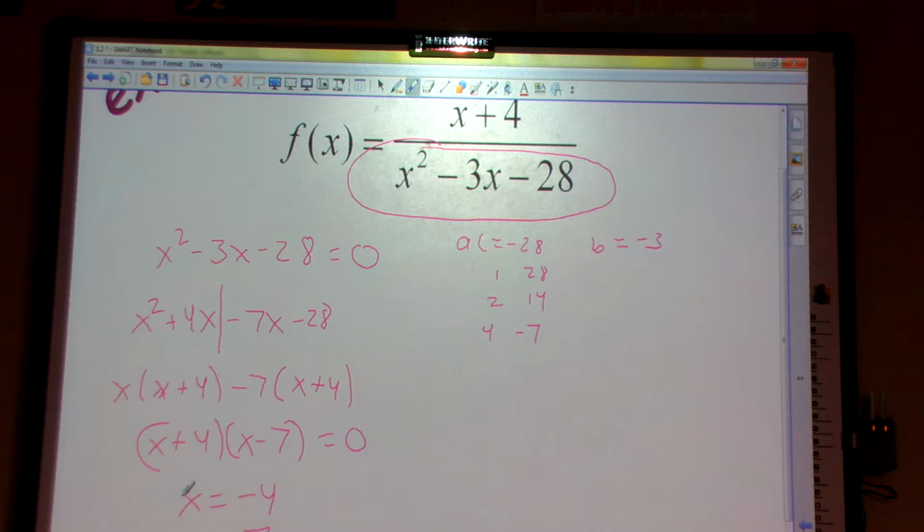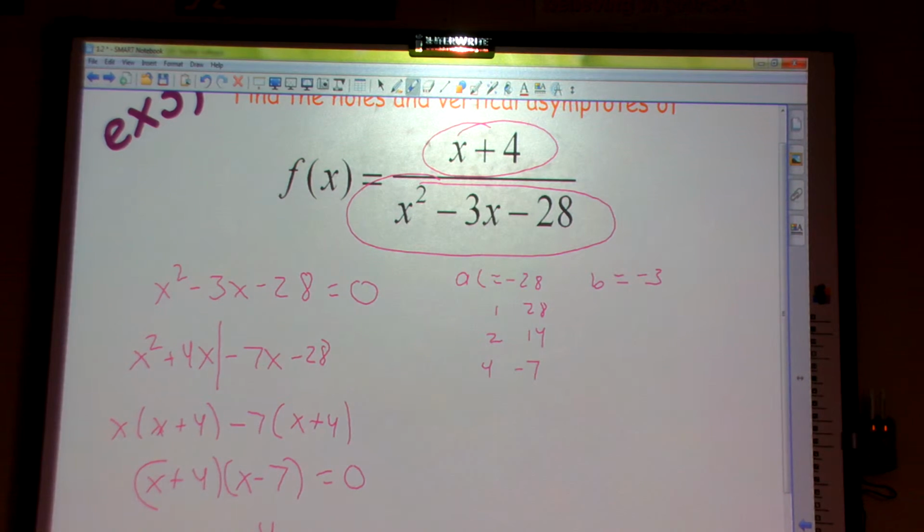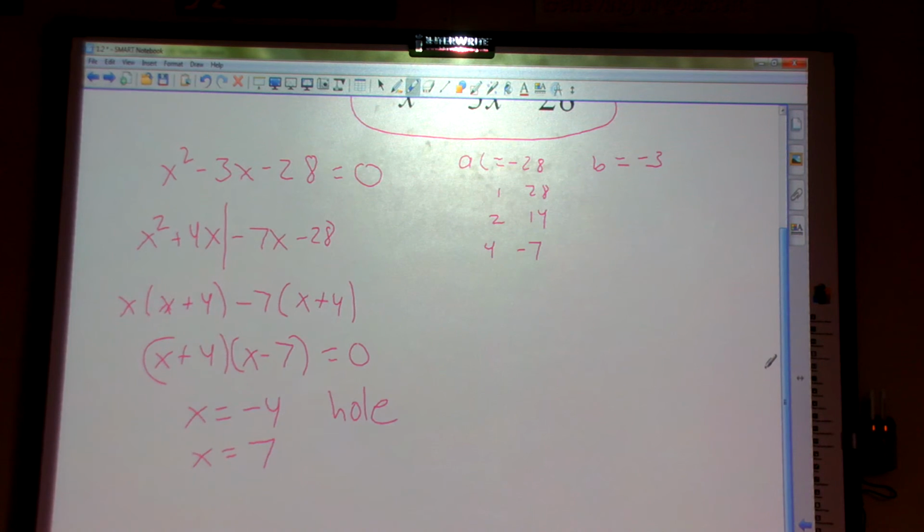At these spots, it's either a hole or vertical asymptote. Now, to tell the difference, I know that if I plug it in the top, if I get 0, that's a hole. If I get anything other than 0, it's an asymptote. So if I plug in negative 4 right here, negative 4 plus 4 is 0. So since the top is 0, this is a hole. If I plug in 7, I don't get 0. I don't really care what I get. I know I don't get 0. So it is a vertical asymptote.